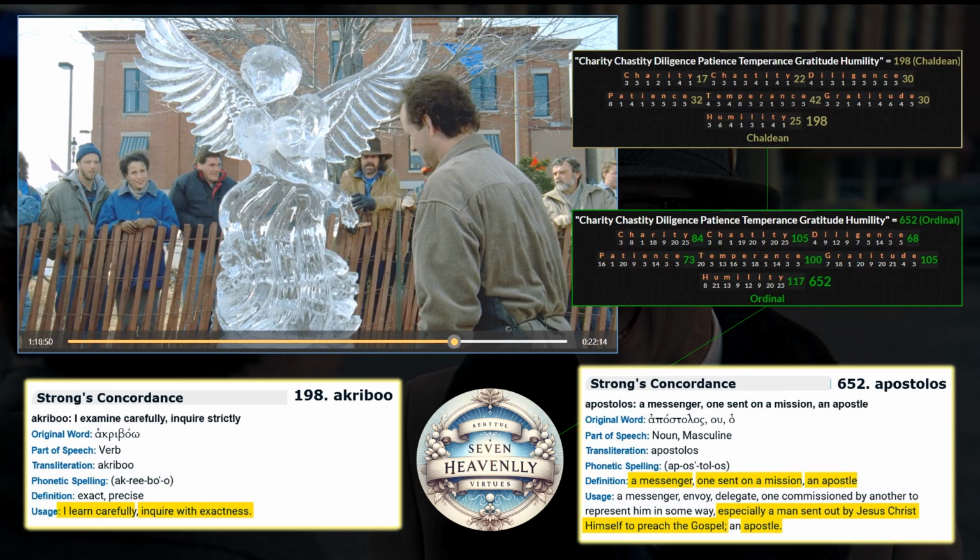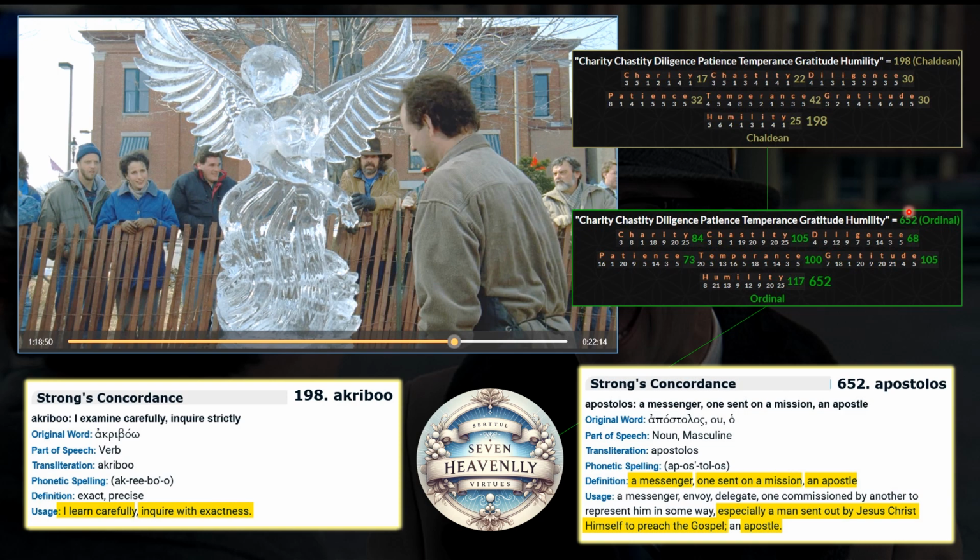You can see here as he's becoming a better person, he's now doing the opposite of the 7 deadly sins, called the 7 heavenly virtues. And those 7 heavenly virtues are charity, chastity, diligence, patience, temperance, gratitude, and humility. And summing those up both in English and Chaldean, we get 2 different numbers. The number in Chaldean we get is 198. 198 in the Bible means I learn carefully, I inquire with exactness.